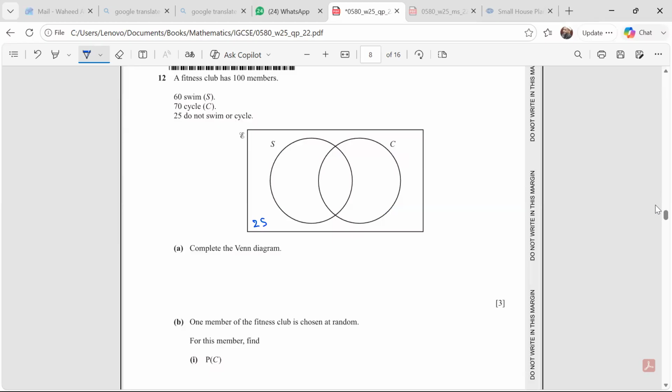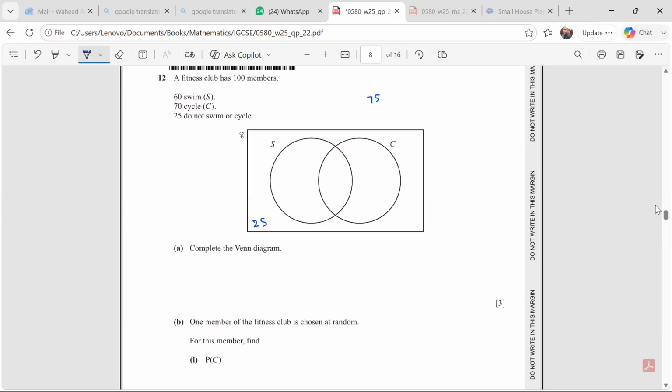Now 60 swim. So in this circle, we should have 60 people, right? But 70 are in cycling. That is right, 70 are cycling. And this should be 25. So cycling and swimming combined should be 75, right? Now, out of 75, 60 swim, so it's 60 swim here and 70 are over here, right?